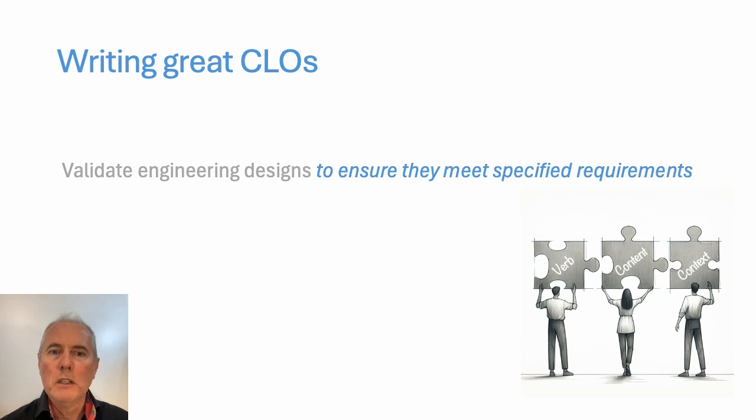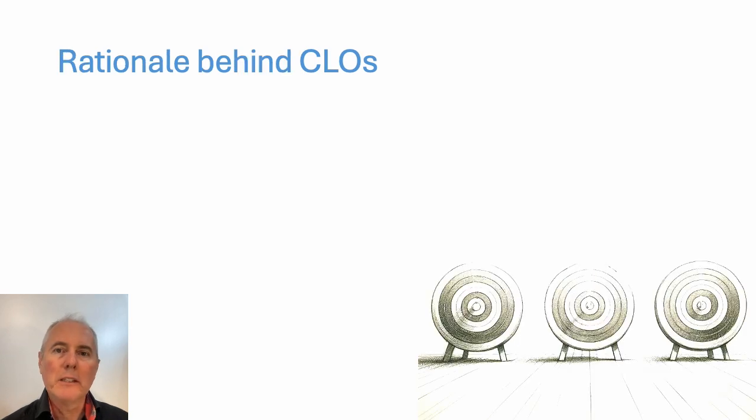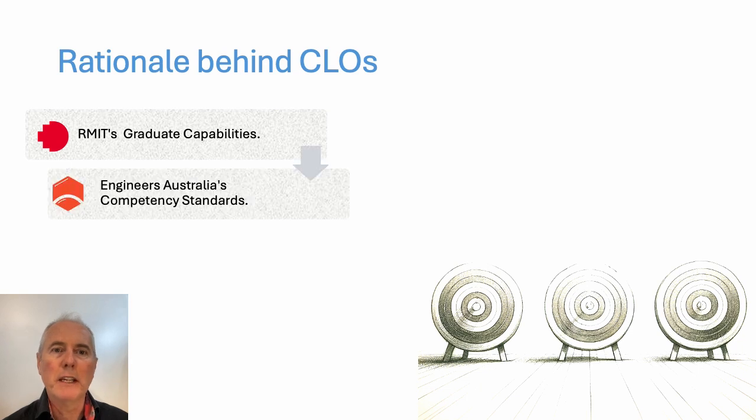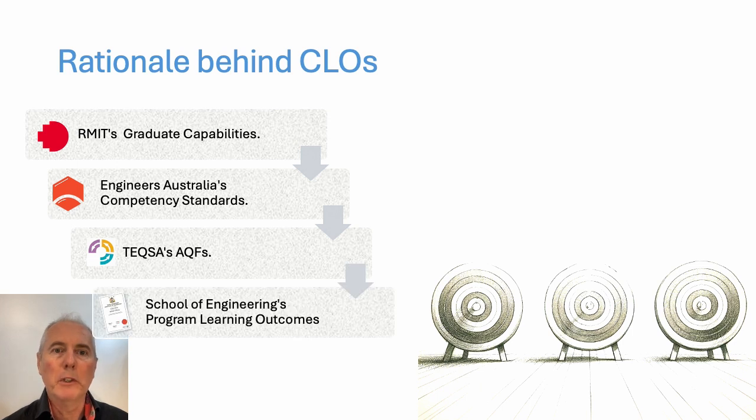There's a CLO. Now that we have a target in mind for our CLOs, let's explore the rationale behind designing CLOs. It can seem everyone wants a say in your course. So stop and think about it. At the top of the tree, there's the RMIT Graduate Capabilities. Engineers Australia has competency standards, and TEQSA have their AQFs. Also, the school has their own program learning outcomes. So, you're at the end of the line, but you have your own learning outcomes for your own assessments, rubrics, and learning activities. The critical question here is, how do you harmonize all these competing demands from your course?